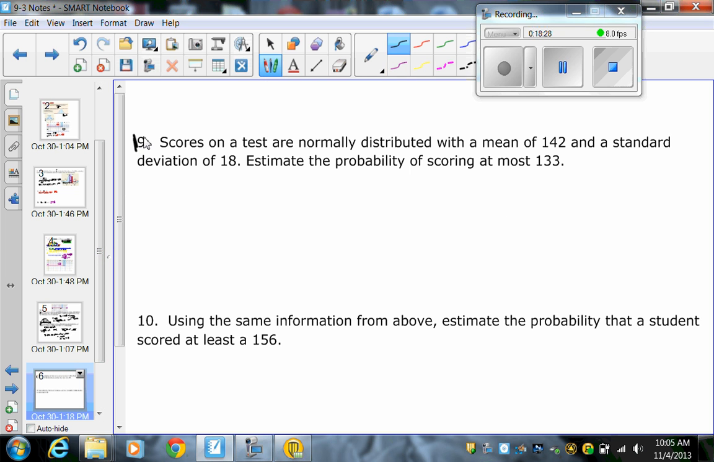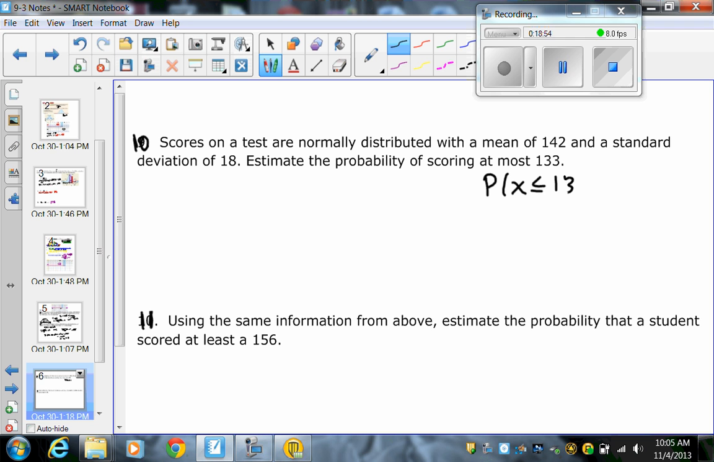This is example 10 and example 11. Example 10 says scores on a test are normally distributed with a mean of 142 and a standard deviation of 18. Estimate the probability of scoring at most 133. So probability at most means the number is less than or equal to 133.